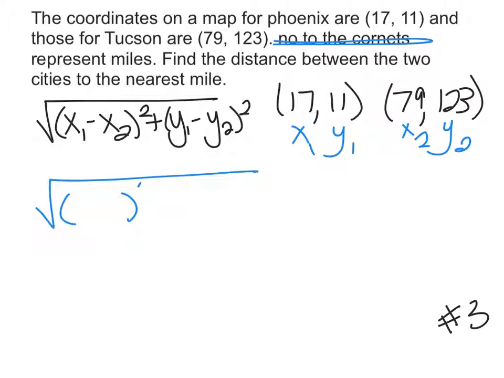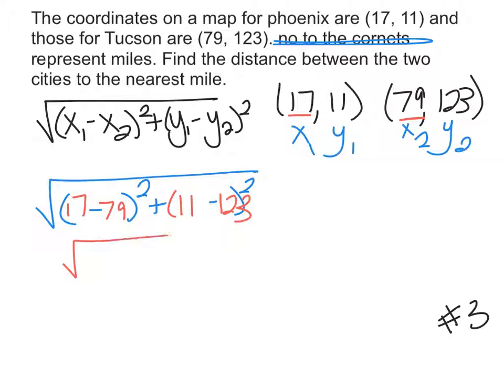So make sure you go in the order. So let's do our x's first. 17 and 79. Oops, wrong side. Let's try that again. 17 and 79. My y's are 11 and 123. 17 minus 79 is -62 squared. 11 minus 123 is -112 squared.